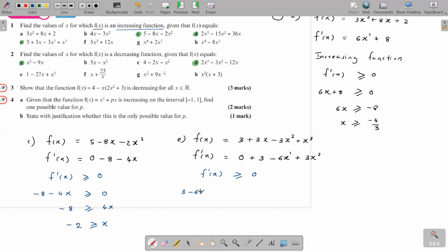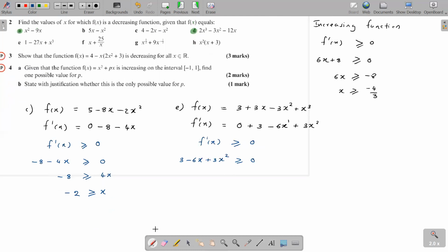So 3 minus 6x plus 3x squared is greater than or equal to 0. So what do you see here? It's a quadratic, this is called what? A quadratic inequality. This is something you learn in P1, how to solve a quadratic inequality. I'll arrange this nicely: 3x squared minus 6x plus 3. Basically, I just brought 3x squared in front and the plus 3. The same equation is rearranged.